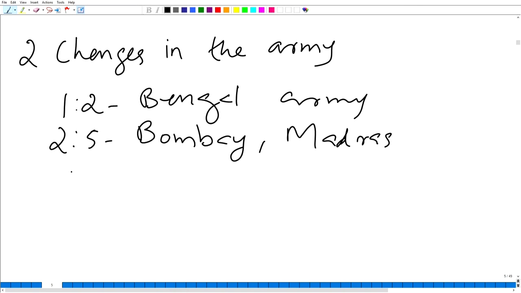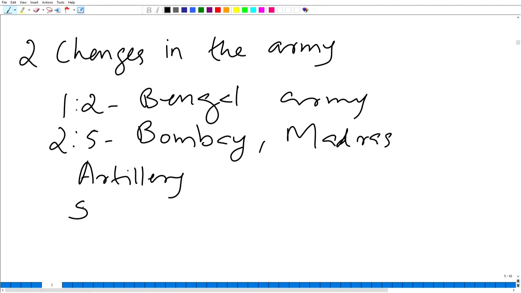The next major change effected in the army was that artillery was exclusively put under the hands of British soldiers. Indian soldiers were not allowed to enter into artillery, where arms and ammunition were kept. Next, the key geographical and strategically important places were put exclusively under the hands of the British soldiers.